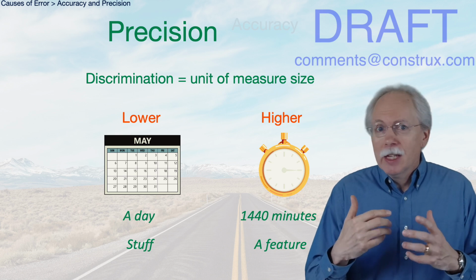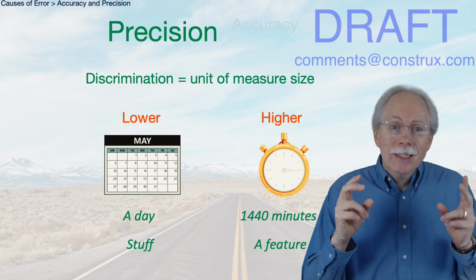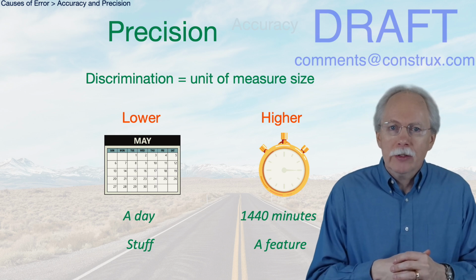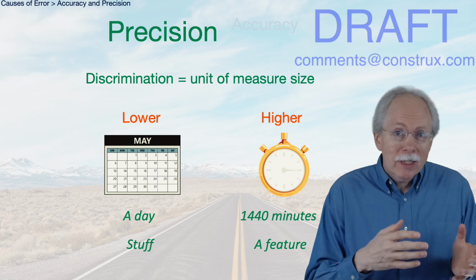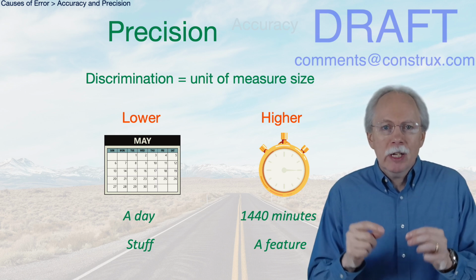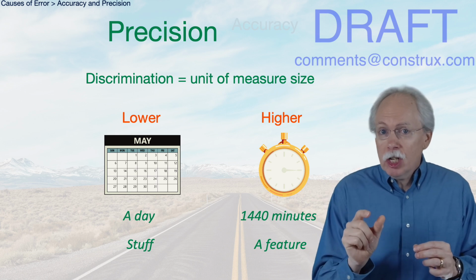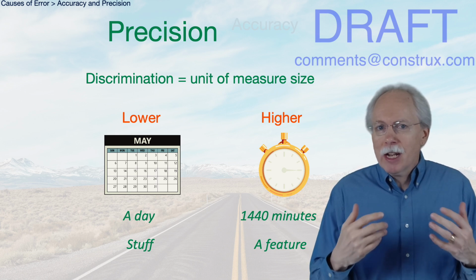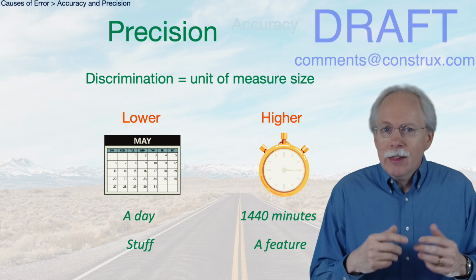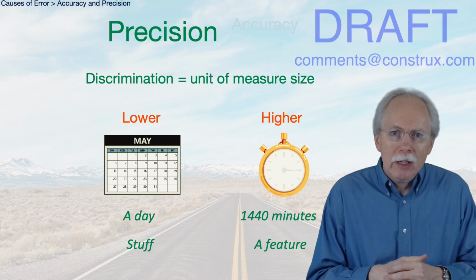For example, we're talking about time. A day is a lower precision number than 1,440 minutes. There's the same amount of time. One day is 1,440 minutes, but the minute is a higher precision measure. Minutes have a smaller chunking. If I said this is about a day with its bigger chunks, that leads to a different conclusion than if I say this is about 1,440 minutes.